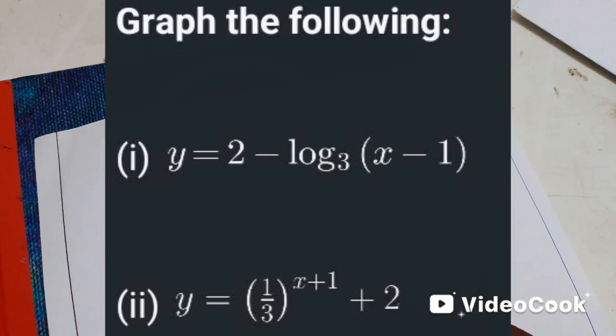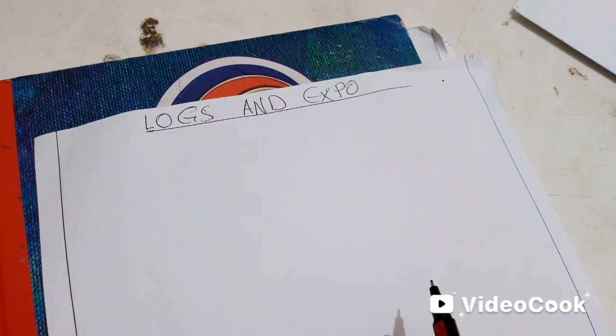Okay, graph the following. I'm supposed to graph y is equal to 2 minus log of x minus 1 to the base of 3. And again we have another question: y is equal to 1 over 3 to the power x plus 1, and then plus 2. So the plus 2 is a constant, it's not a power. Let's first graph the first one.